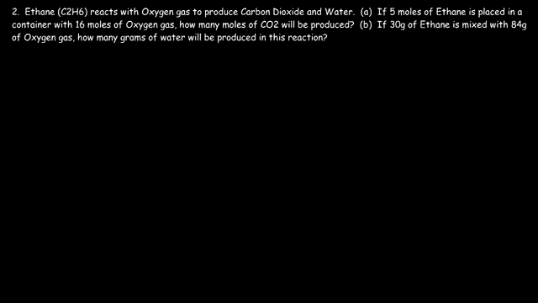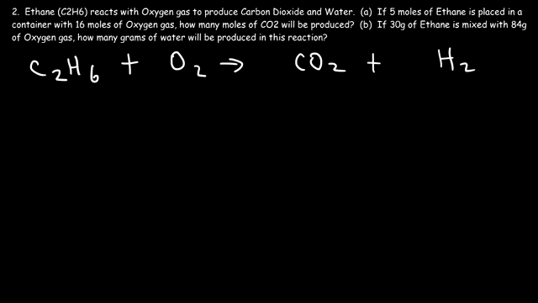Number 2, ethane reacts with oxygen gas to produce carbon dioxide and water. If you wanted to try this problem, feel free to pause the video. Let's start with a balanced chemical equation. So here's ethane. It reacts with O2. It produces CO2 and H2O.